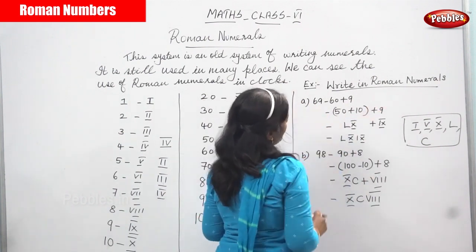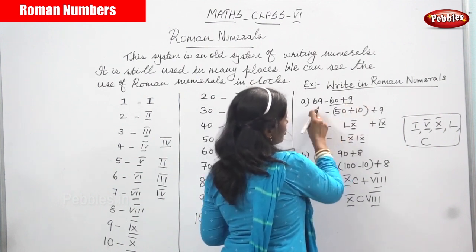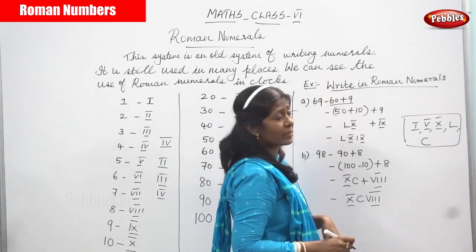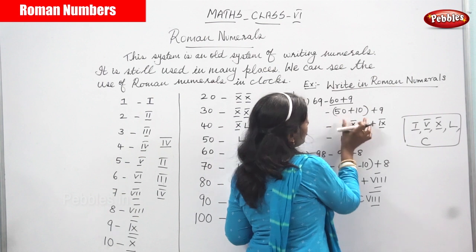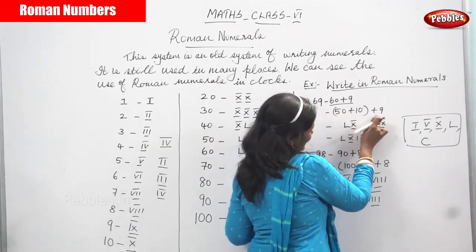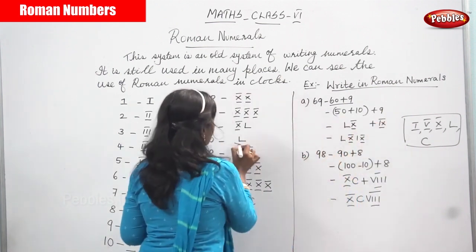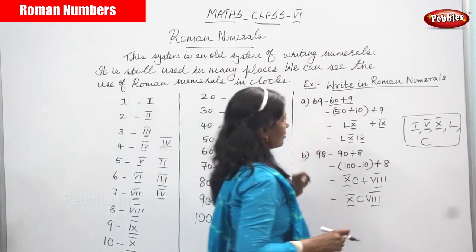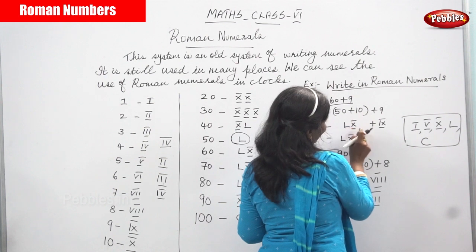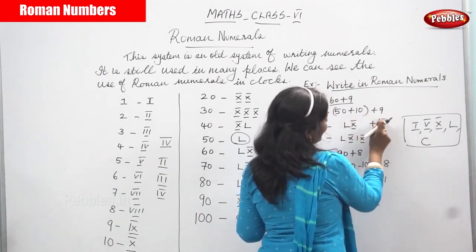So 69 is a number. We are going to split it into 60 plus 9. If you add 60 plus 9 together, you get 69. So we are going to separate it. That is, 60 I am going to split into 50 plus 10, plus 9. 50, you know, what is the Roman numeral? L. That is what I have written. And after that I am going to write 10, so LX. That is 50 plus 10, 60, and plus 9 means I and X.